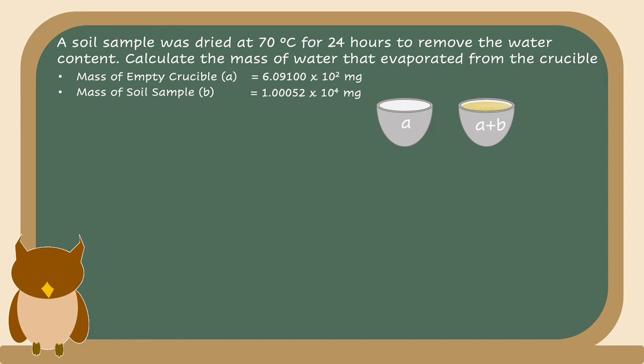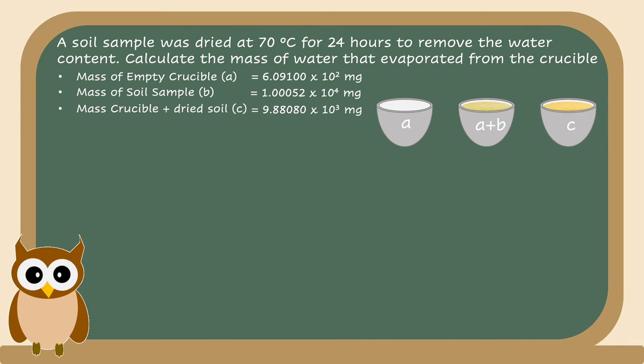1.00052 times 10 to the power of 4 milligrams. And the dried mass of soil plus the mass of the crucible is 9.88080 times 10 to the power of 3 milligrams. So we can see that the crucible sample is lighter after heating due to water loss, but by how much we do not know. But we can use the following equation to work it out.